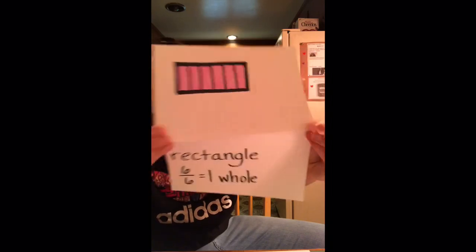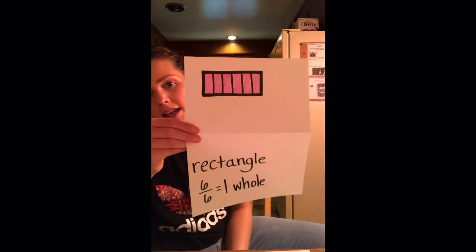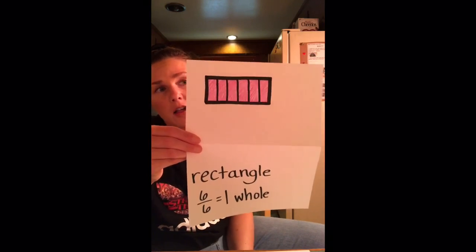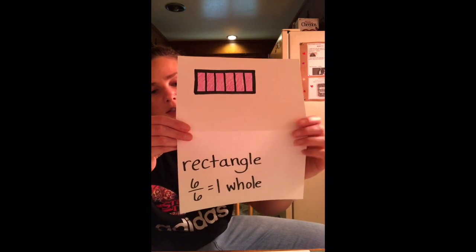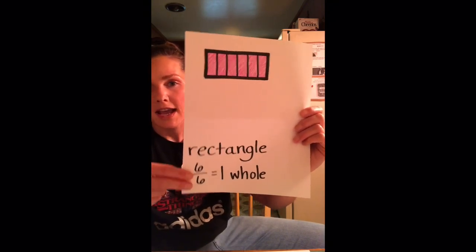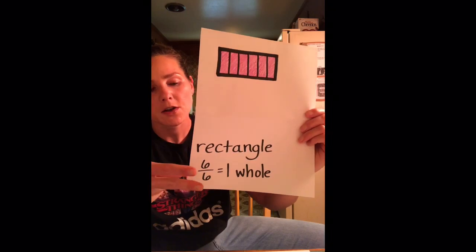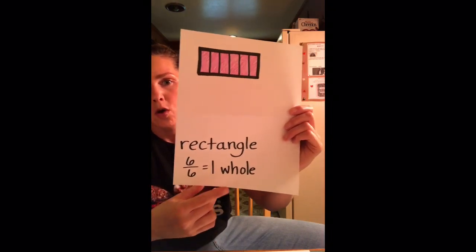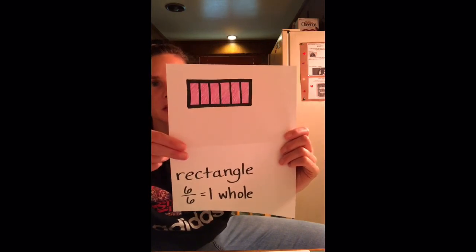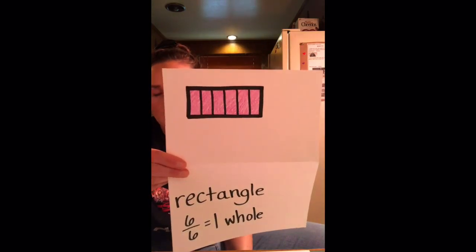All right, last one. I'll hold this up here. And that shape is a rectangle. And it has been divided up into 6 parts, and all of the parts have been colored in with a crayon. So 6/6 is the fraction, and I had told you that when your numerator and your denominator are the same number, the whole fraction is equal to 1 whole. And you can kind of see why with this particular problem, because 1 whole rectangle has been shaded in.